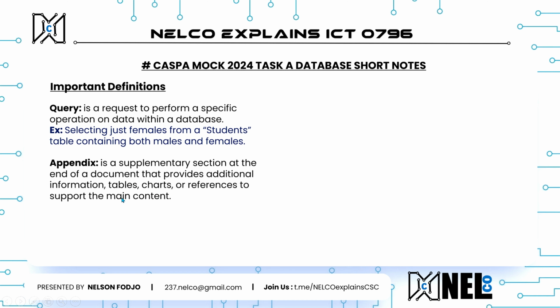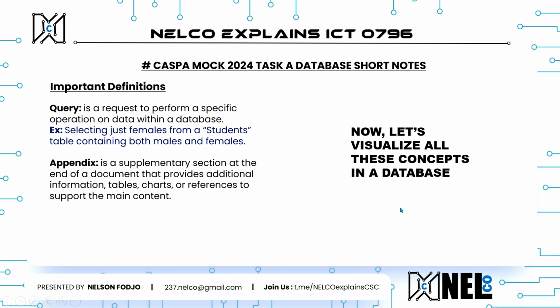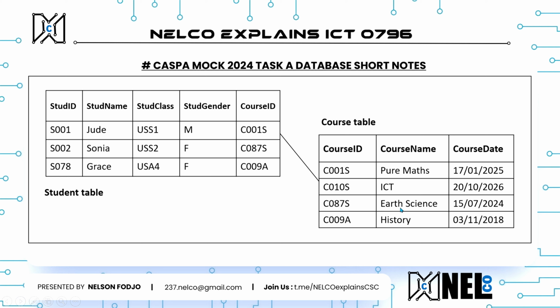Next, we have an appendix. It is a supplementary section at the end of a document that provides additional information, tables, charts, or references to support the main content. So at the end of every table or work schedule, you're going to see an appendix that will help you with some word definitions or particular data or additional information that will be necessary while working in the main file. Now let's visualize all these concepts in a database.